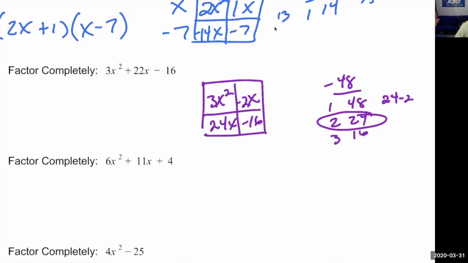And then you just take your GCFs. 3x and -2x is x. 24x and 16 is 8. 3x squared and 24x is 3x. -2x and -16 is -2. So this factors into 3x minus 2 and x plus 8.